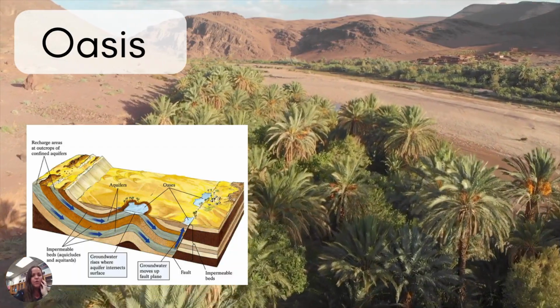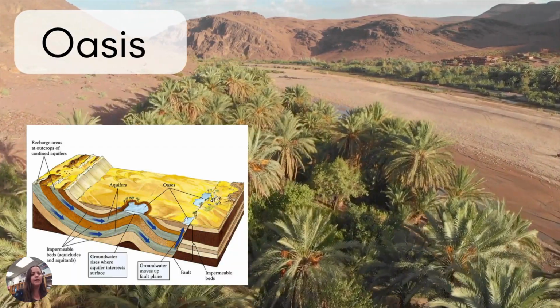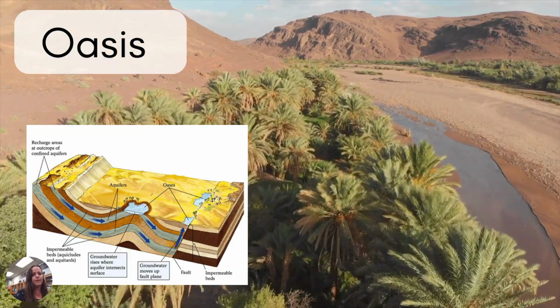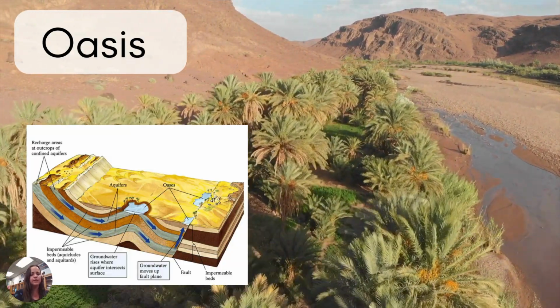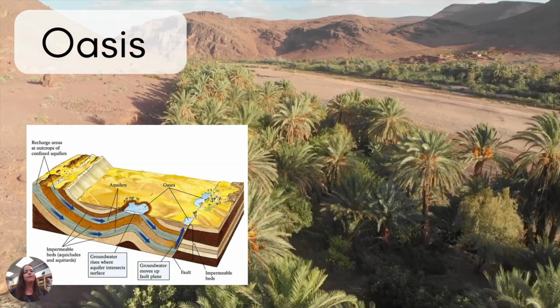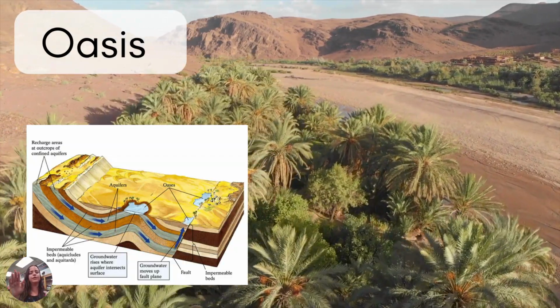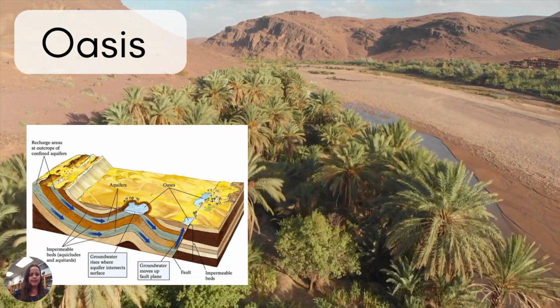Similarly, we see oases in deserts sometimes if we have enough groundwater in the desert. This happens when there's folded layers. You can see those folded layers in the diagram. If groundwater sits on top of those folded layers, some of that groundwater might reach the surface, and then you can see it as an oasis.